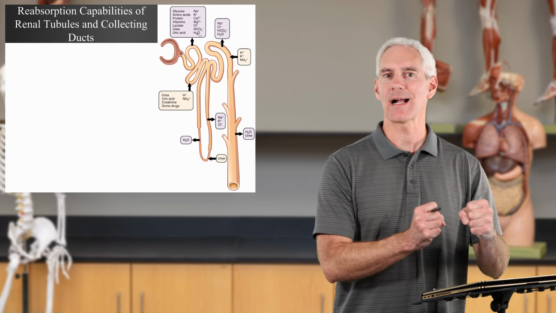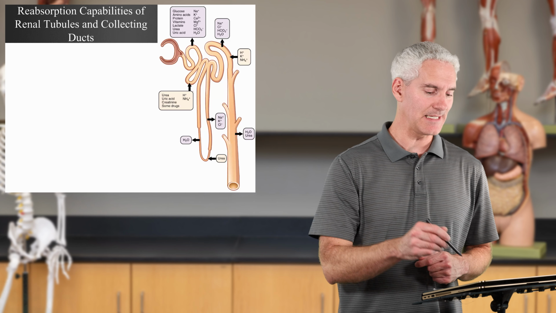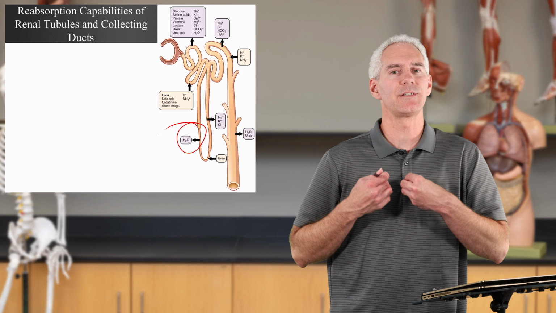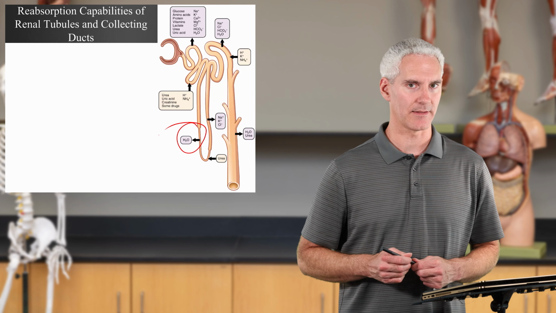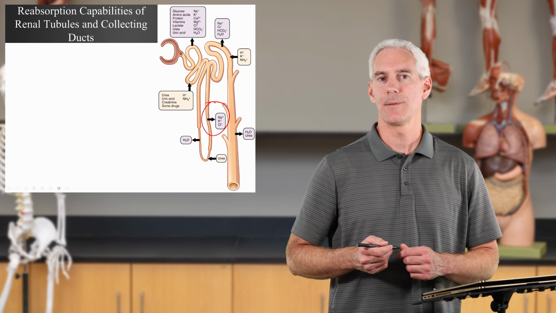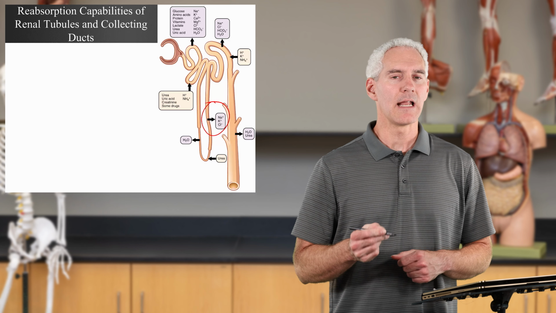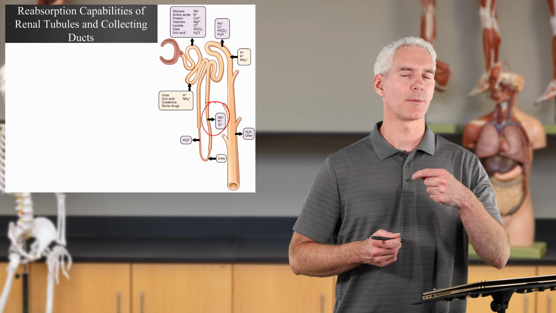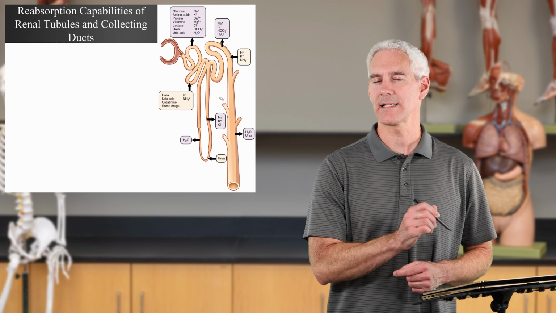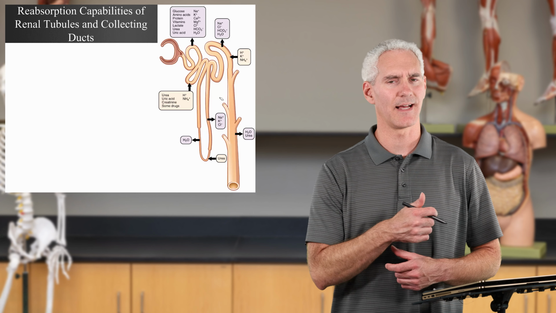But that's just in the proximal convoluted tubule. In the loop of Henle, specifically the descending loop of Henle, water is being reabsorbed out. But then the ascending loop of Henle reabsorbs sodium, chloride, potassium. Think salts. That movement of water out of the descending loop and salts out of the ascending loop comes back into play in dealing with concentration of urine. So keep that in the back of your mind. We still have to get to that.